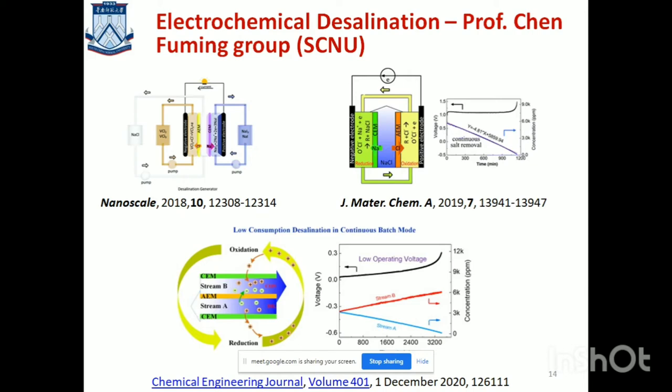Here you can see the photo. Here we have changed the electrode. In the previous work, we used the photoanode. Here we have used the photocathode. What happened? When we use the photocathode, the response is okay. Even though the ppm is not good, the removal of salt ions is not efficient enough for commercialization. So still we have to develop the research.